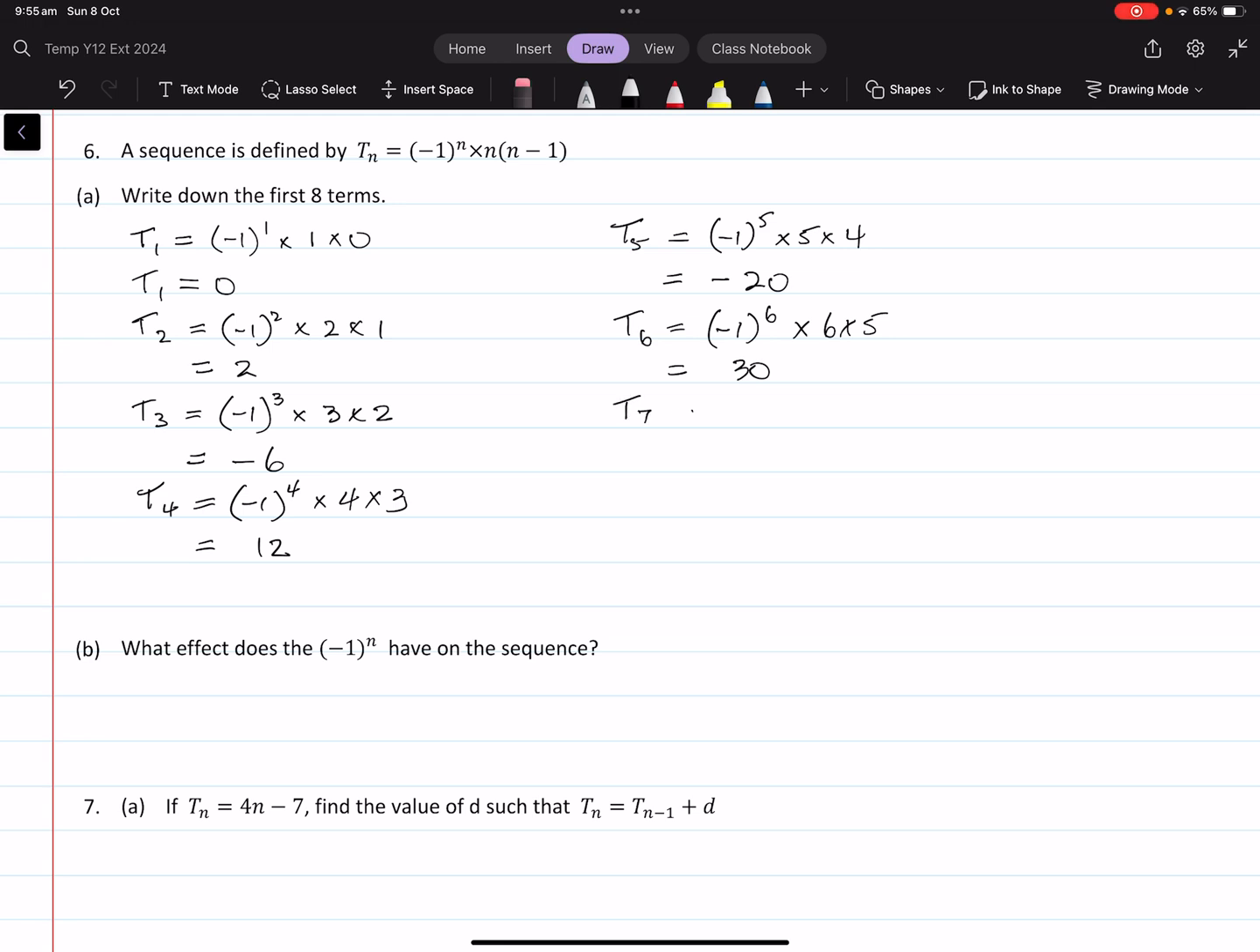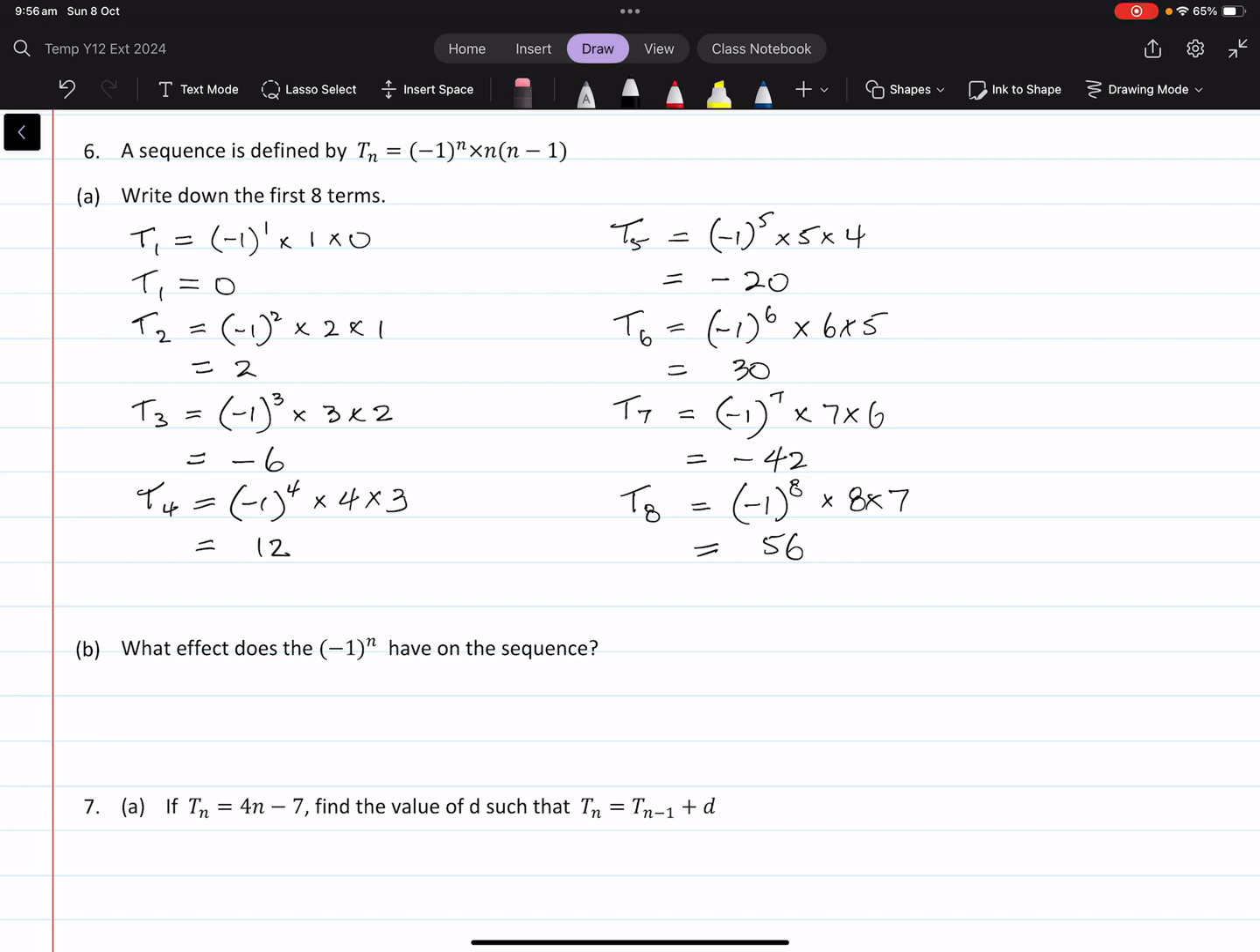Term 7 is equal to -1 to the power of 7 times 7 times 6. 6 7s are 42. So this is negative now, -1 to 7, -42. And finally, term 8 is equal to -1 to the 8 times 8 times 7. So this now is positive again. You'll notice -1 to the power of 8.